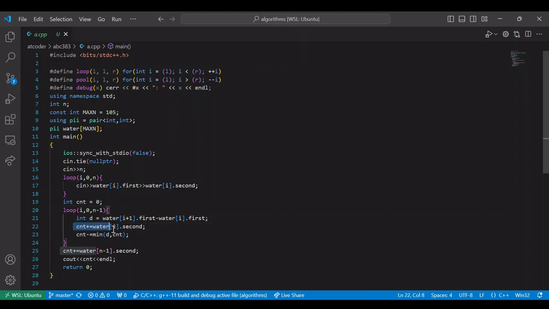Afterwards, each time we add the amount of water into count, and we subtract from the count the minimum of the amount of water currently in the humidifier and the time in between the current time we add water and the next time. For the last operation, we just need to add the amount of water that is added at Tn. And afterwards, we can just print out the count.